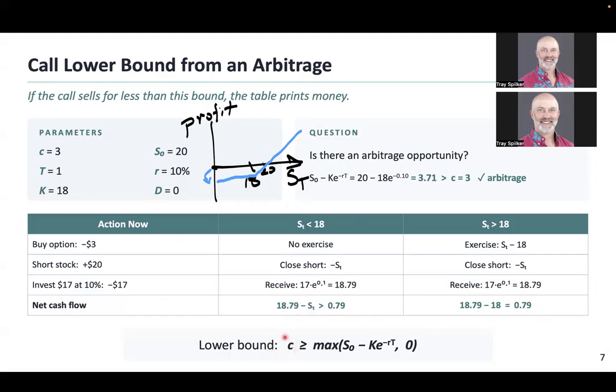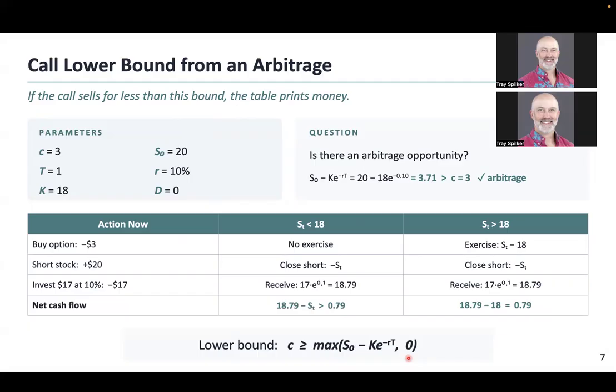the value of the call option: it is either the max of the difference between the share price and the present value of the strike price, or zero. It can't go negative, right? So that is our lower bound condition for the call option, and here is what that looks like visually.